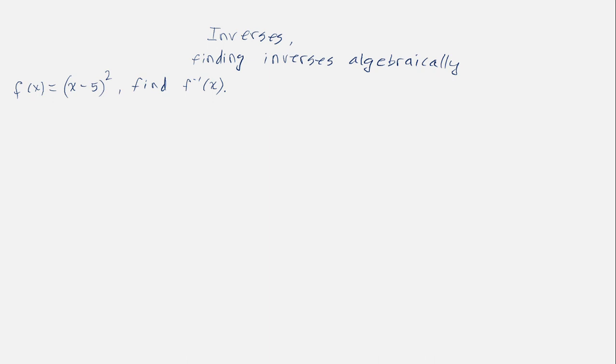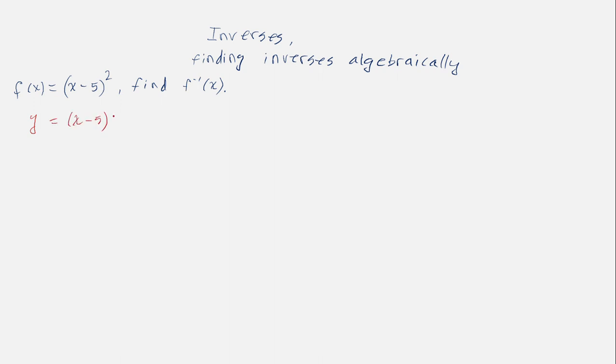Hello everyone. Well, let's find an inverse of this quadratic function algebraically. We know that inverse is obtained by making x and y change places. So let's first just make this f of x actually be our y.